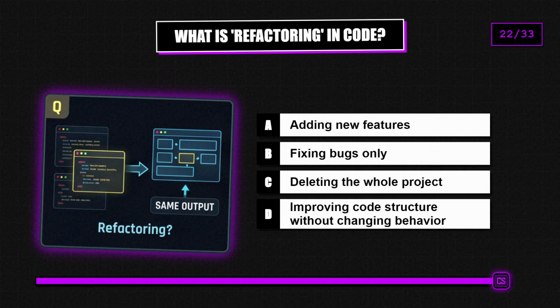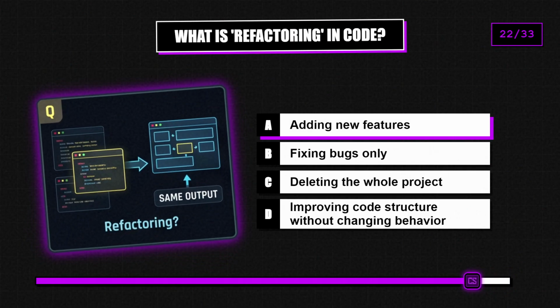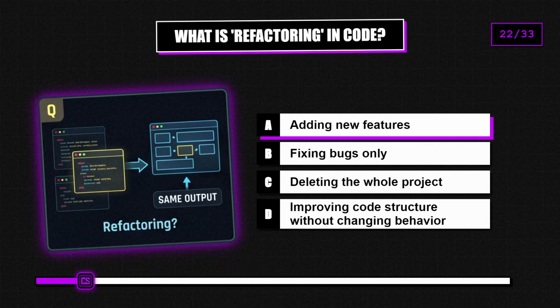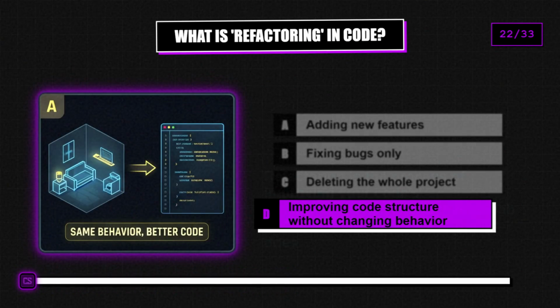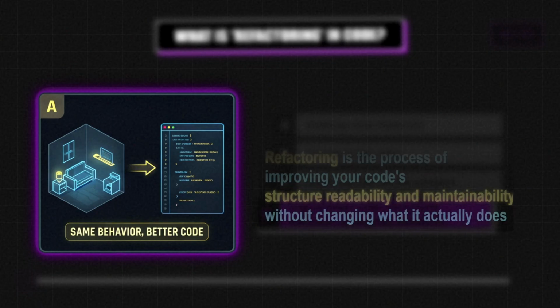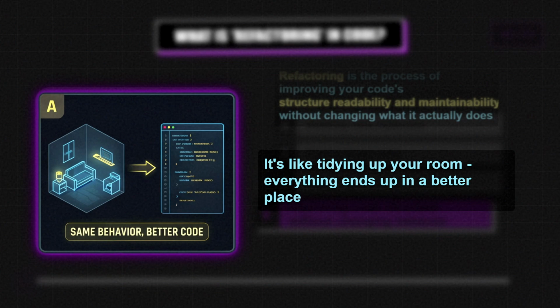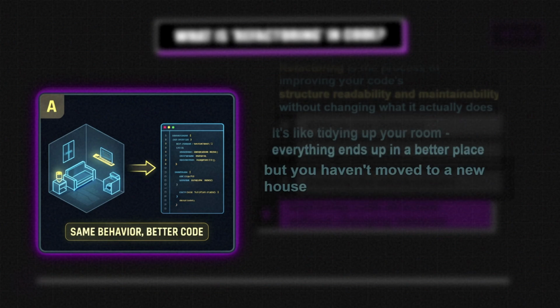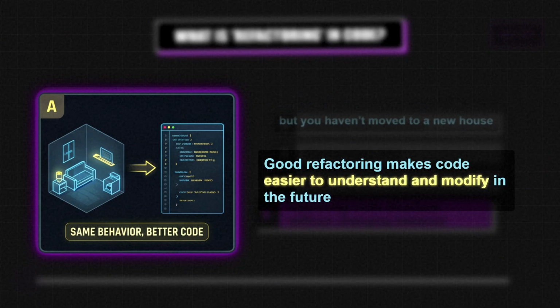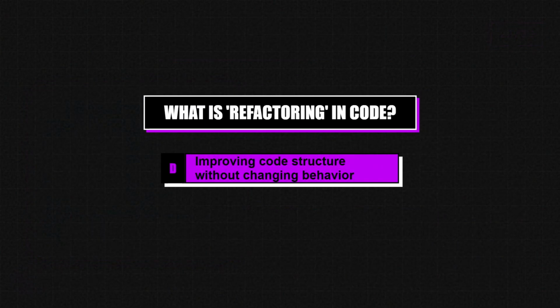What is refactoring in code? Refactoring is the process of improving your code structure, readability, and maintainability without changing what it actually does. It's like tidying up your room. Everything ends up in a better place, but you haven't moved to a new house. Good refactoring makes code easier to understand and modify in the future.